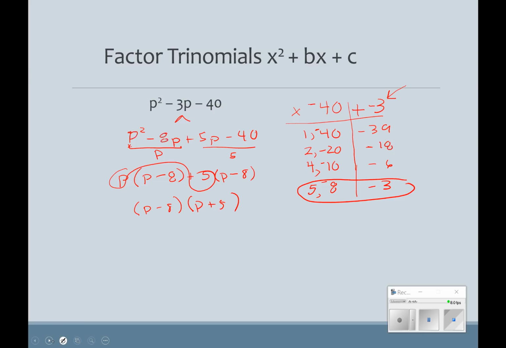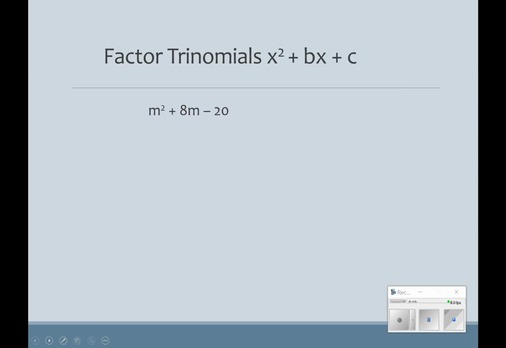Okay, last example. I need factors of negative 20 that add to positive 8 this time. So now when I look at my factors, my larger number is going to be positive. So negative 1 and 20 adds to 19. Negative 2 and 10 adds to 8. So there are our factors.